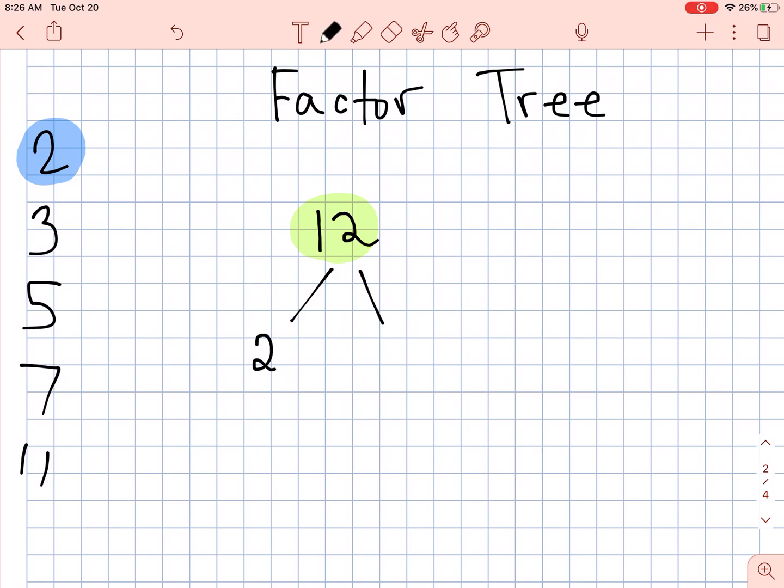Let's see here. I can do 1, 2, 3, 4, 5, 6, 7, 8, 9, 10, 11, 12. Yeah, I can make 12 with 2's. So 2 is a factor of 12.